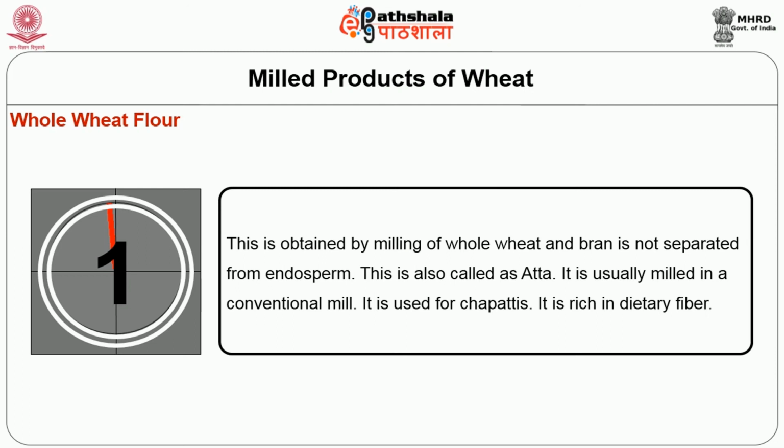They are whole wheat flour, refined wheat flour, semolina, resultant wheat flour, broken wheat, germ and bran. Whole wheat flour is obtained by milling of whole wheat, and bran is not separated from the endosperm. This is more important. This is also called atta. It is usually milled in a conventional method and is used for making chapatis. It is rich in dietary fiber.